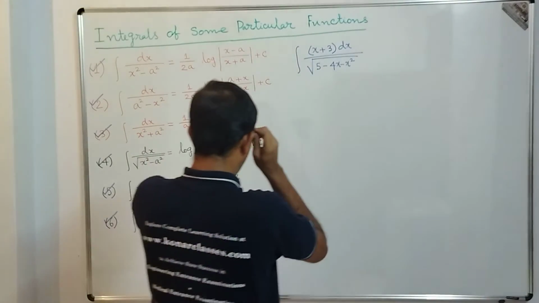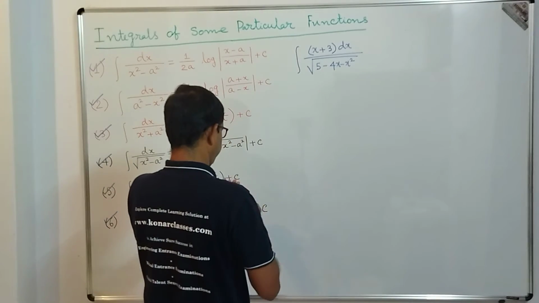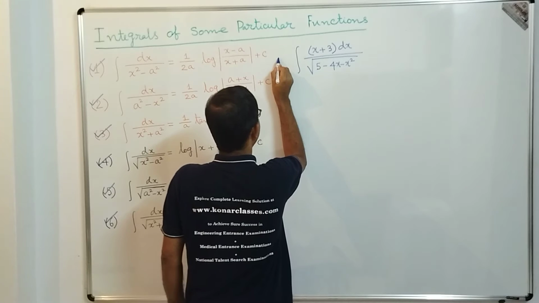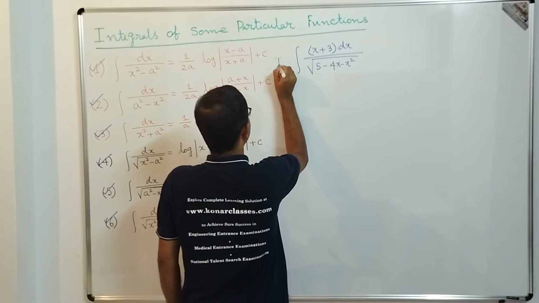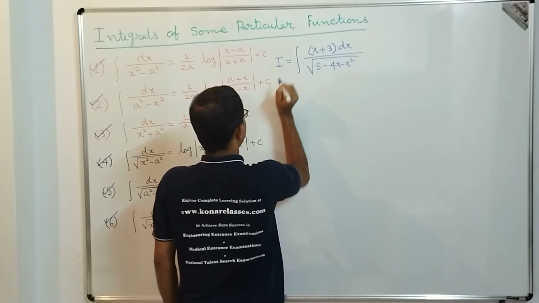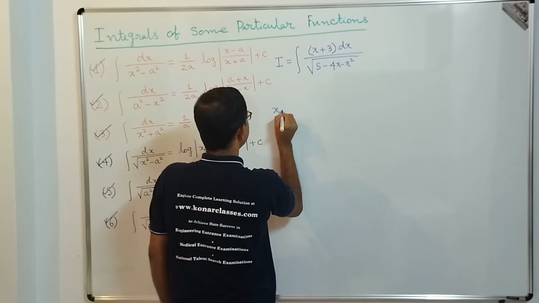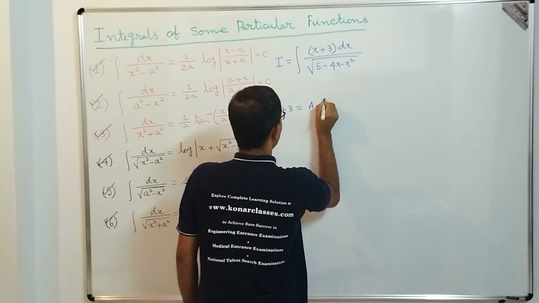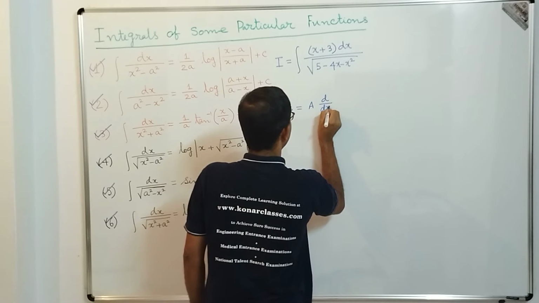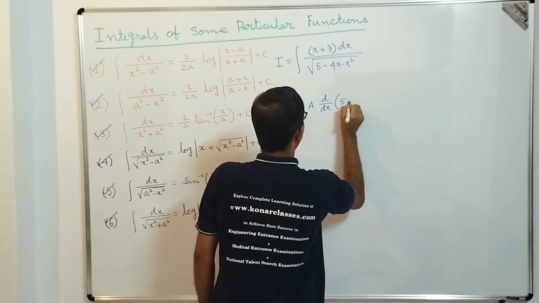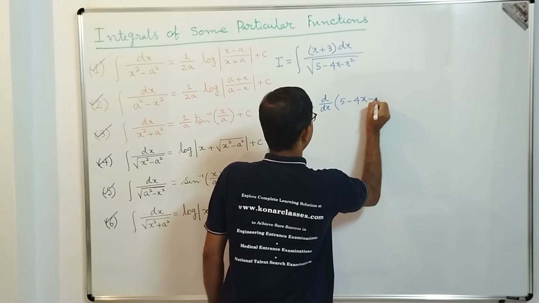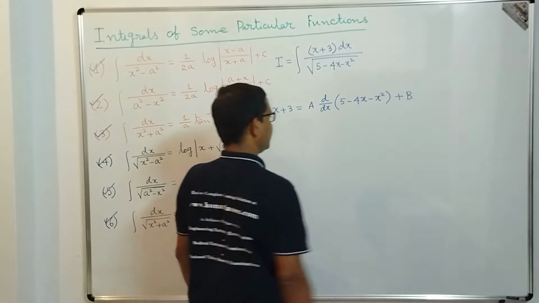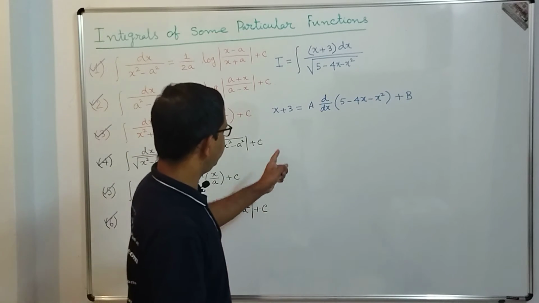So dear students, what we should do first is, let us assume this is equal to I. Now what we need to do is that x plus 3 is equal to a into d dx of 5 minus 4x minus x square, plus b. Same logic the way I did for the previous one.